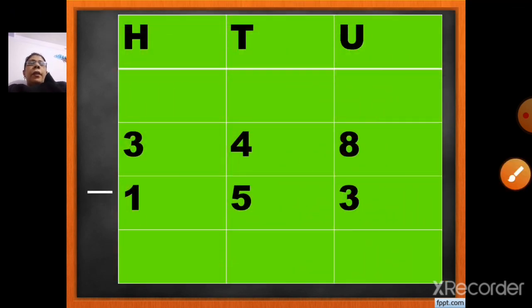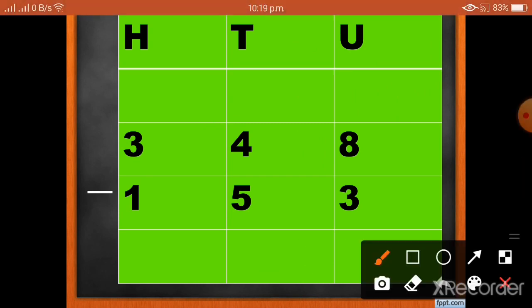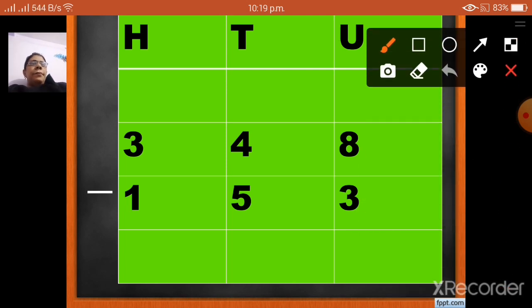Next. Now the numbers here are arranged accordingly by their place value. Hundreds with hundreds, tens with tens, and units with units. So let us subtract. 8 minus 3. Now children, 8 in the units place is a bigger number and 3 is a smaller number. So it can be easily subtracted. There is no need of borrowing. So 8 minus 3 is, after 3, count 4, 5, 6, 7, 8. 8 minus 3 will be 5.